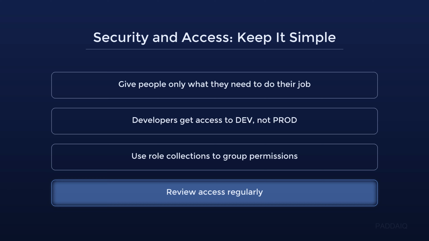Review access regularly. This means periodically checking who has access to your SAP BTP applications and data to ensure only the right people have permissions. For example, if an employee changes roles, you should verify and update their access rights. This simple habit is essential for maintaining a secure and compliant environment.